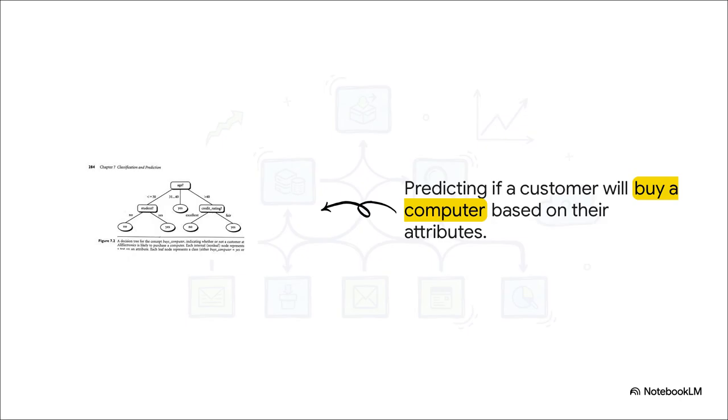Here's a super classic example from machine learning. The goal here is simple. Predict whether or not a customer is going to buy a computer. So the tree starts at the top and asks about their age. If they're under 30, okay, the next question is about whether they're a student. But if they're over 40, it asks about their credit rating instead. See how each path leads you to a final prediction, a simple yes or no?